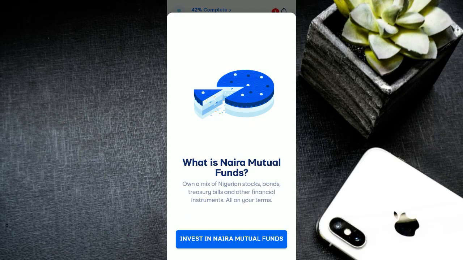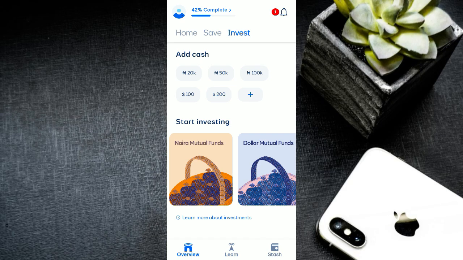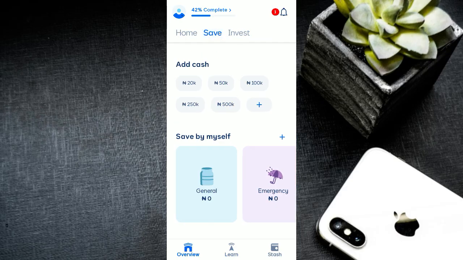Now, if you're investing in Naira mutual fund, you own a mix of Nigerian stock, bonds, treasury bills, and other financial instruments, all on your terms. If you're investing in dollar mutual fund, you invest in euro bonds and other USD assets, and you earn returns in dollars. So let's look at the traditional savings account, which is just saving.